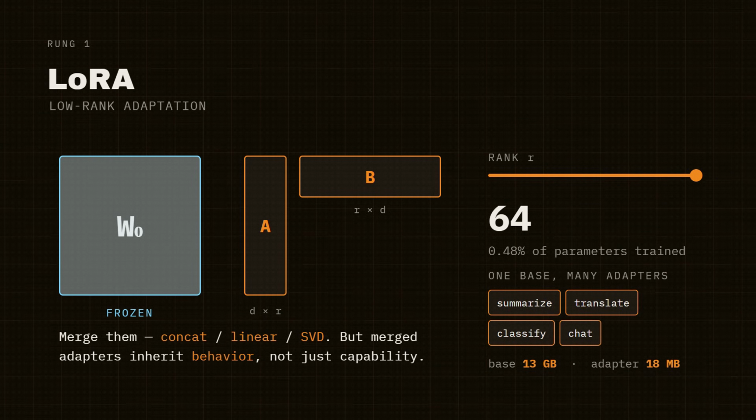One warning from people who've actually done this: merged adapters inherit behavior, not just capability. Merge a chat adapter with one that was trained to stop after a single sentence and your chat model starts answering in 1 sentence. The fix is waiting. Give the adapter you care about more influence or switch merge methods, but you will have to test it.